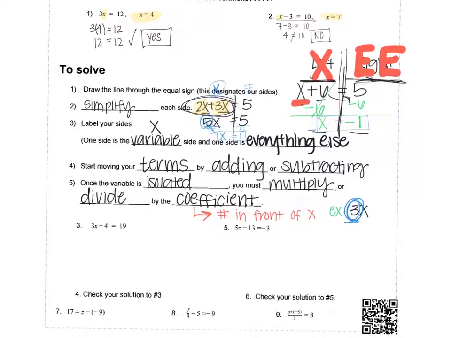Those are our steps. Draw your line. Step 2 is to simplify, combine things with the same last names. Step 3, label your x side and your everything else side, your EE side. Step 4, start moving by adding or subtracting until you get all x's on one side and everything else on the other. And step 5, you divide or multiply by your coefficient, whatever number is in front of your x.